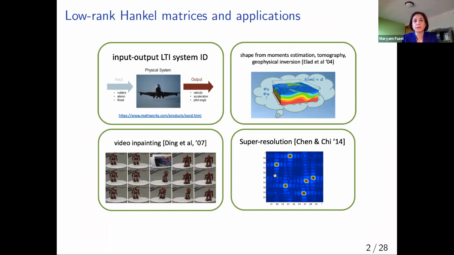There are other applications as well. The video in-painting application is really similar to low-rank, or low-order, dynamical system identification, but it uses low-rank dynamics fit in order to fill in missing frames in a video. And furthermore, also in super resolution, also a signal processing problem, where you are trying to decompose or recover a signal that has only a few complex exponential terms. So it has a sparsity in the continuous frequency domain, and therefore the super resolution problem. One of the approaches to super resolution by Chen and Chi has used low-rank Hankel matrices.